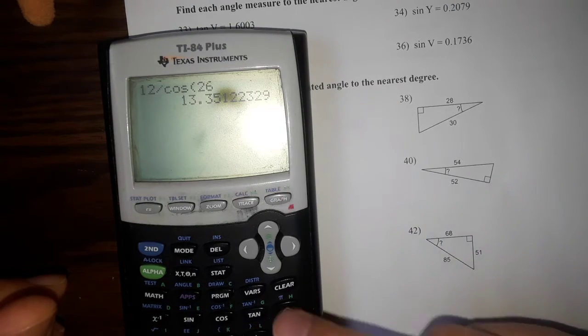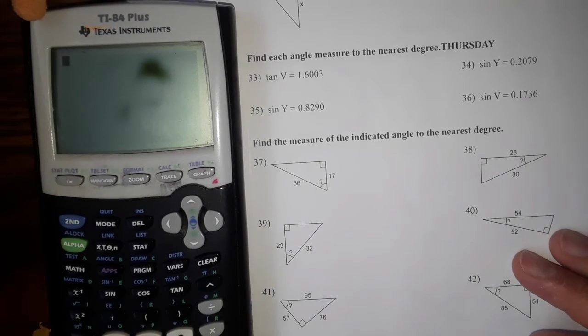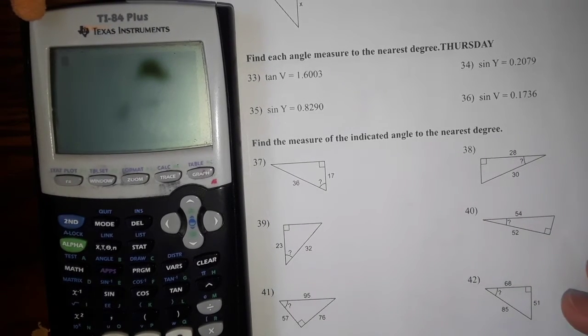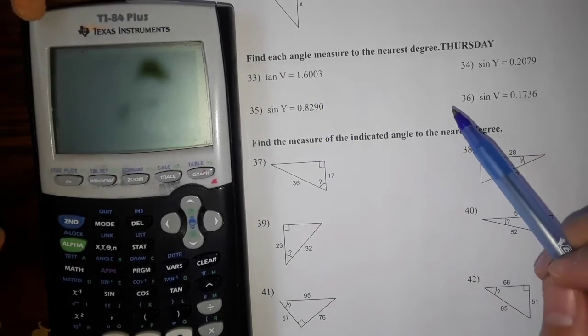So this is the video for the last topic. We'll now be trying to find, instead of sides, angles. So that's what's different. Okay, so here you have a few to practice.